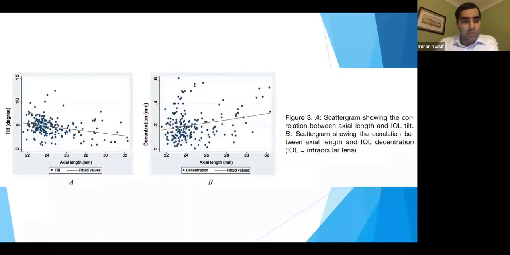They also usefully provide these scatter plots. You can see each individual data point for the 196 patients, where they plot in the first graph the axial length from 22 to 32, and they give the amount of tilt, and they provide this fitted line showing what they feel is a negative correlation between the two. Similarly, they also plot axial length to determine its effect on decentration, and here you can see the fitted values indicate a slight positive correlation. They don't give R-squared values or p-values for the fit.